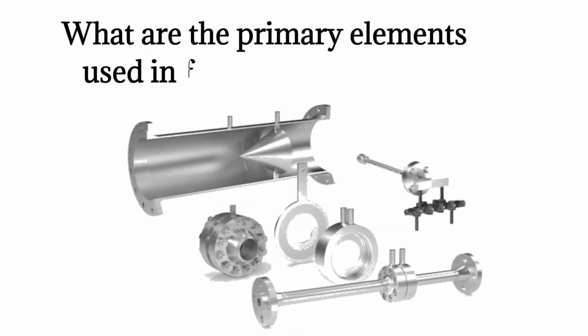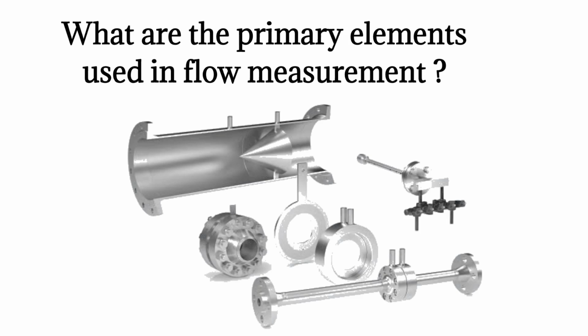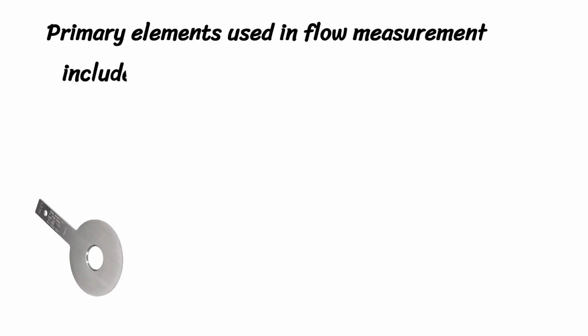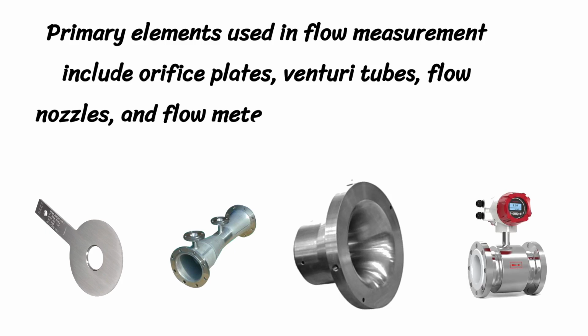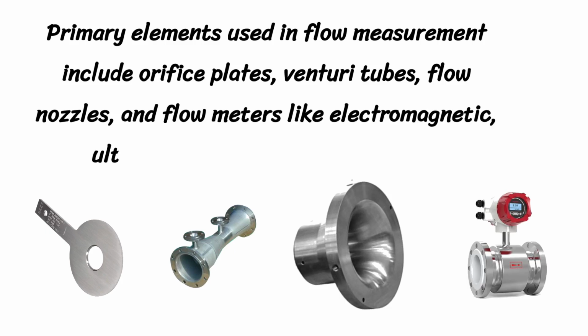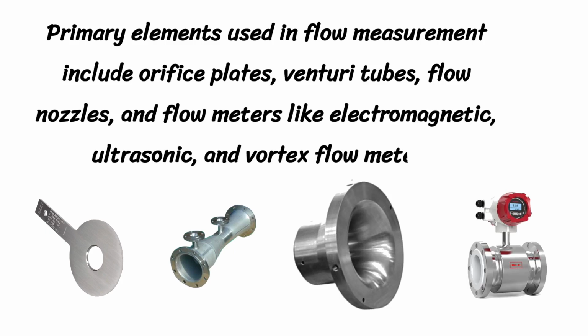Next question is, what are the primary elements used in flow measurement? Primary elements used in flow measurement include orifice plates, venturi tubes, flow nozzles, and flow meters like electromagnetic, ultrasonic, and vortex flow meters.